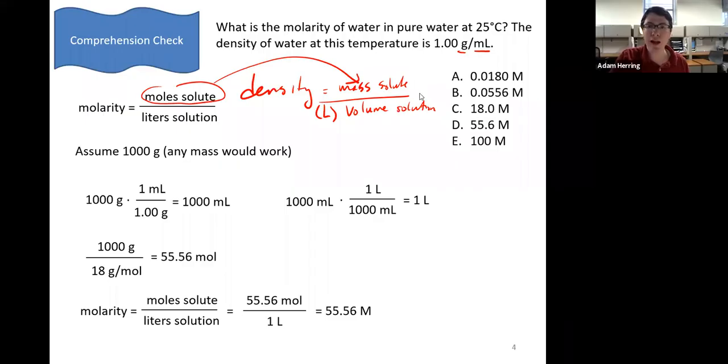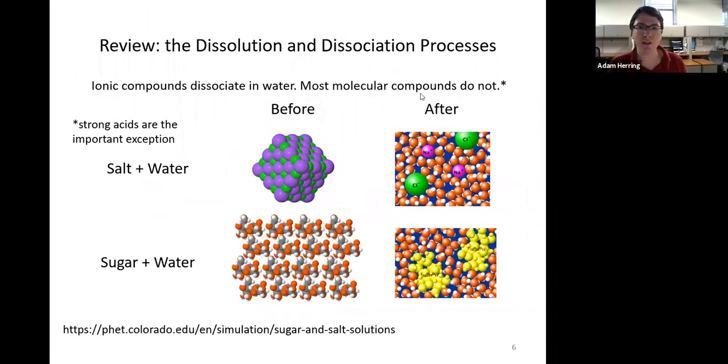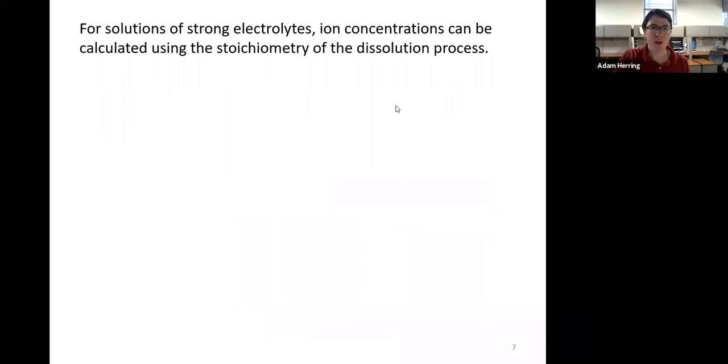Our next step is to look at the dissolution process and the dissociation process, and remind ourselves that when we have an ionic compound, they dissociate in water to form ions. And this is going to be important because when we calculate the concentration of a substance in water, we need to remember that ionic compounds will dissociate, whereas molecular compounds, with the exceptions of strong acids, will not. So if we want to determine the concentration of ions, if it's a strong electrolyte, then we need to account for the dissolution and dissociation processes.